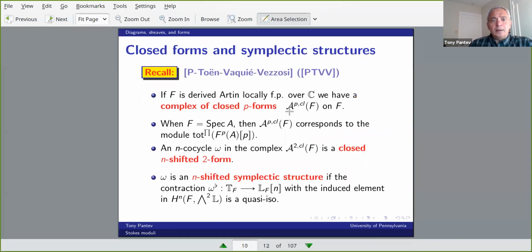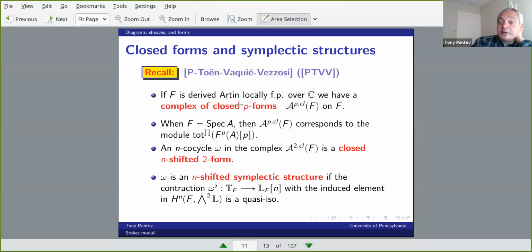Okay, so let me quickly talk about these shifted closed forms and symplectic structures. I don't have time to go into that in depth, but I've given many talks that you heard me talk about these things, and hopefully you've seen it, so I can go quickly over that. So this is something we did 7-8 years ago with Bertrand and Michel and Gabriele.